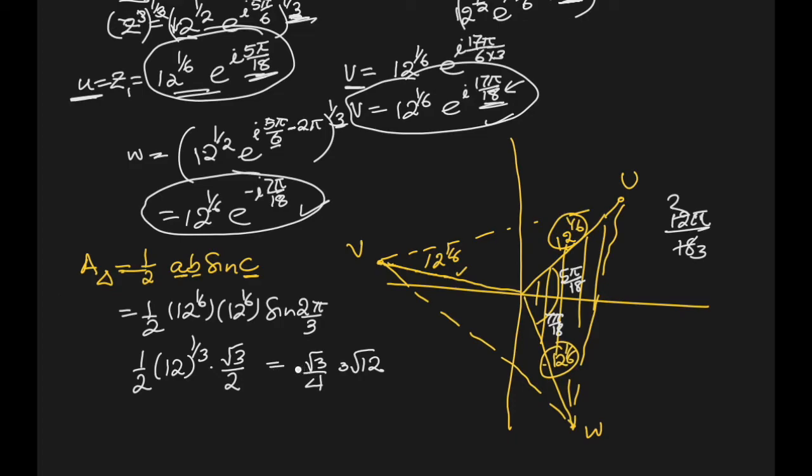We want the area of all three triangles. So the area of the UVW triangle will be 3 times what we got just now, the cube root 12. Let me convert this to decimal if it is needed.